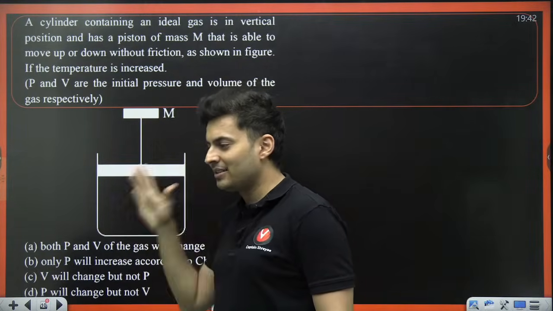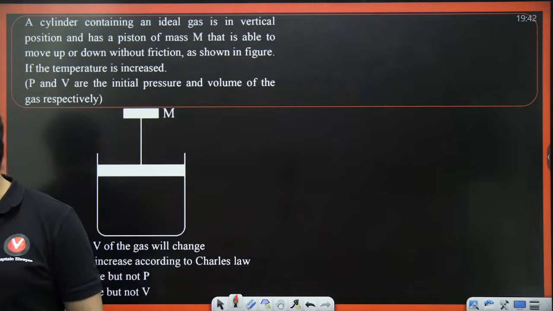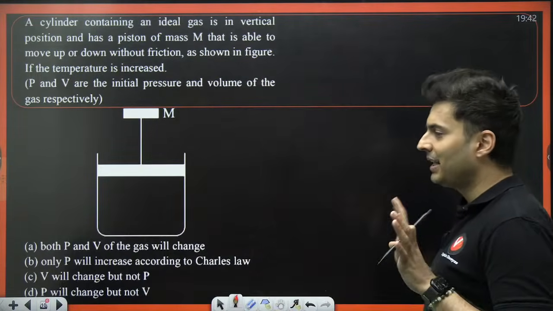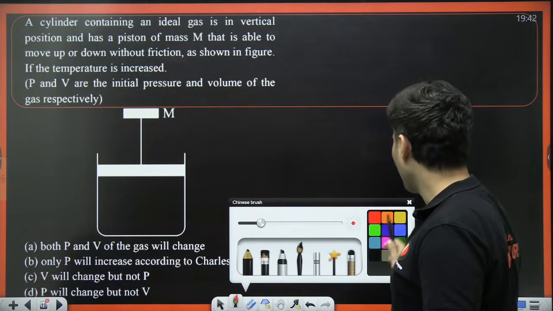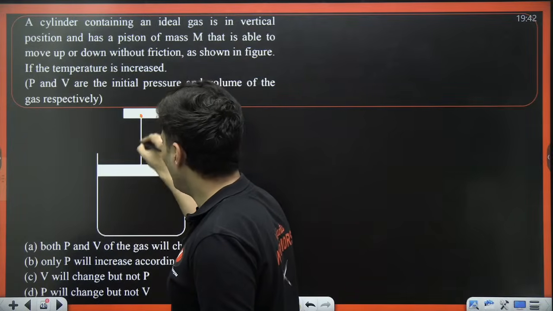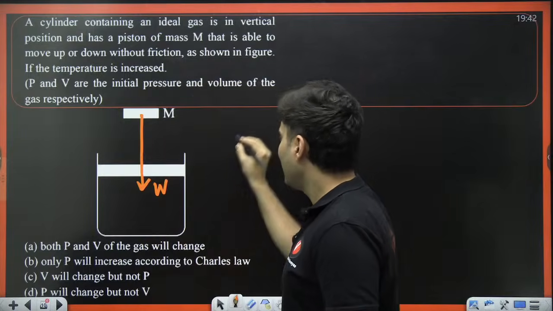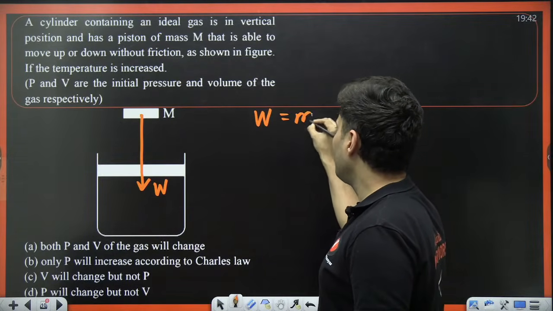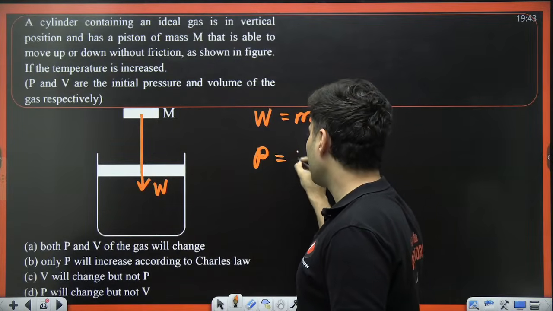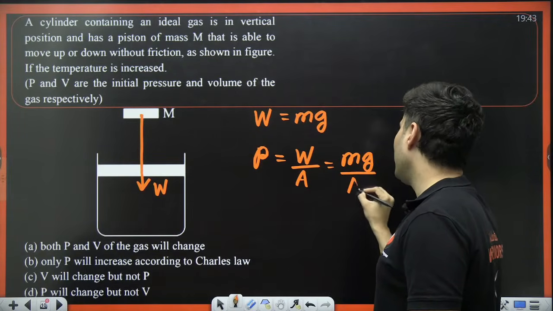The mass kept on it is the same. Come on, my dear students. Think logically what might happen. Okay, let's have a look. Because of this mass, won't there be a weight acting on it? And what will that weight be? Won't it be mg? And that weight will create some pressure, and that pressure will be the force divided by area. That means mg by A.